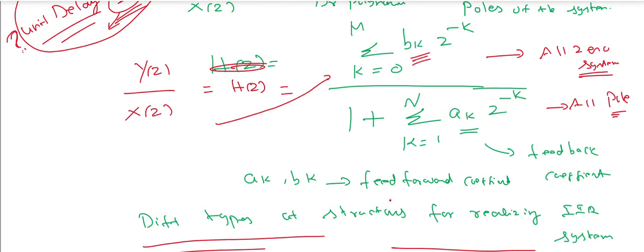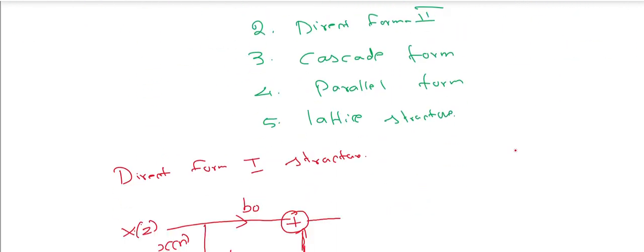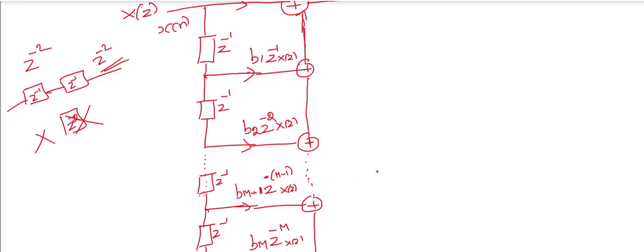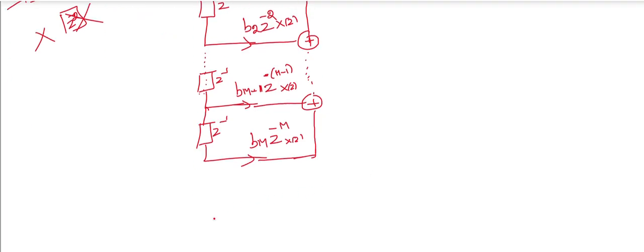The all-zero system is called an FIR system. The all-pole system is called an IIR system. This is your FIR system, this is your IIR system. So this FIR system is represented as the all-zero system. Okay, FIR system, or you can call it the all-zero system.